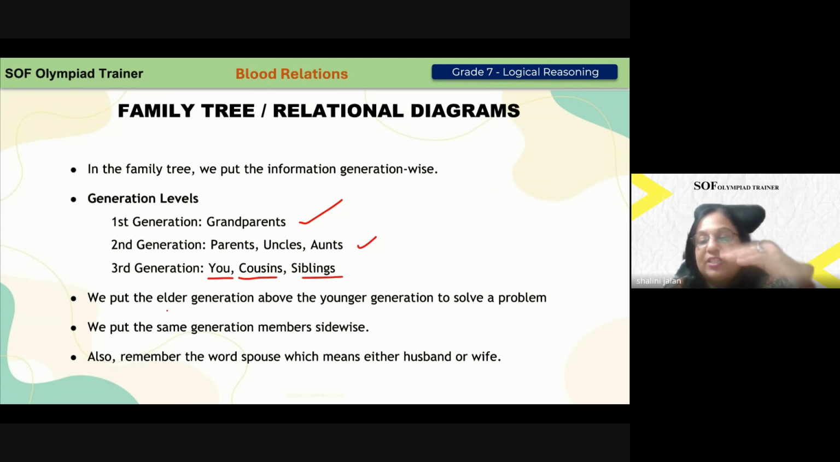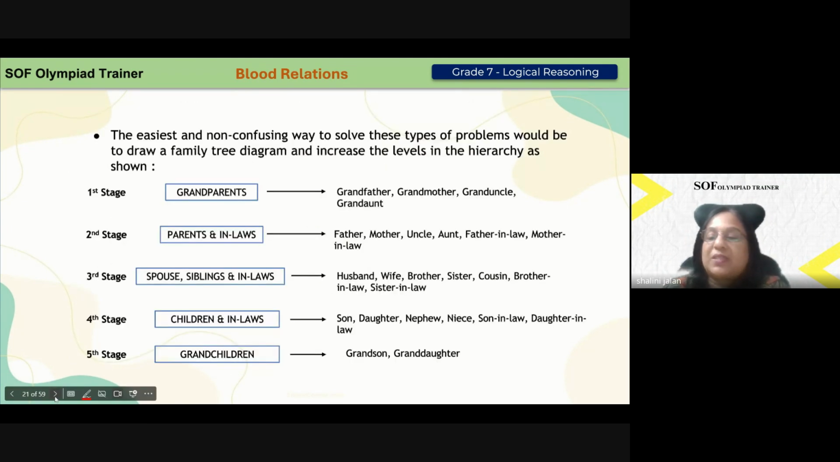So we put the adult generation above the younger generation to solve a problem. And we put the same generation members sidewise on the same level, right? Also remember the word spouse, which means either husband or wife. Until and unless the gender is specified, we cannot conclude whether the spouse is meant by husband or by wife.